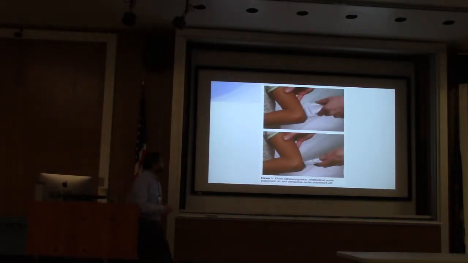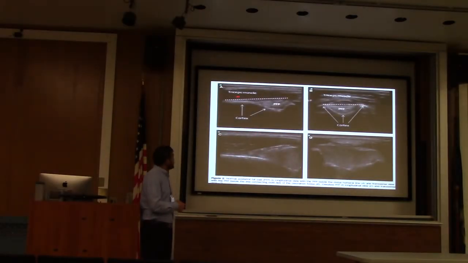They used the linear probe, longitudinal and transverse. In the longitudinal view, you'll see the humerus, the anterior line, and the posterior. And this is the posterior fat pad. This is the normal, and this is the abnormal. This is the humerus, and the fat pad is bulging outside posteriorly.